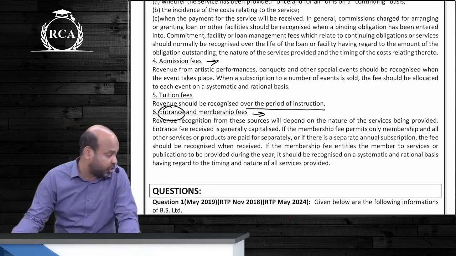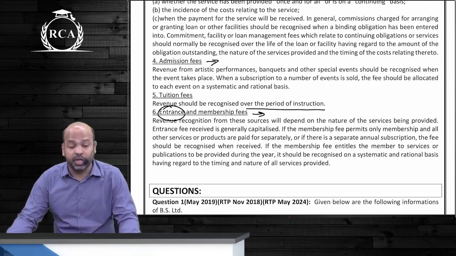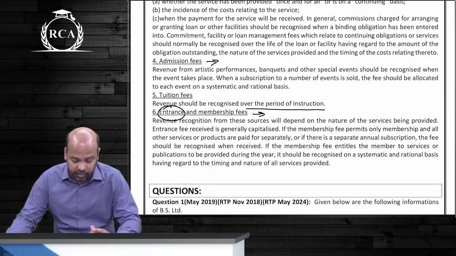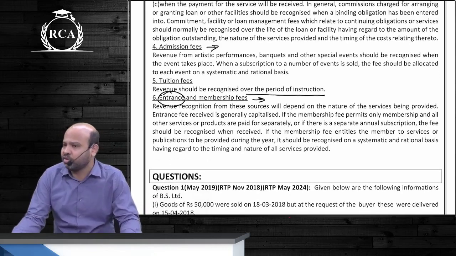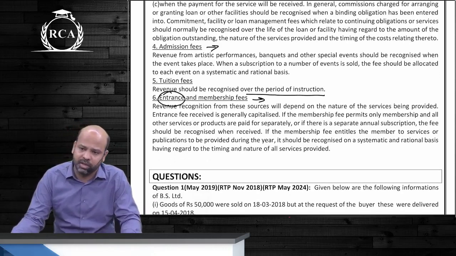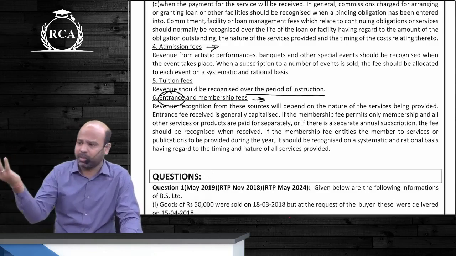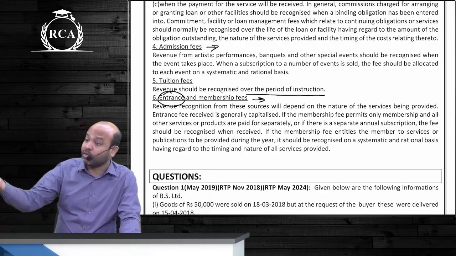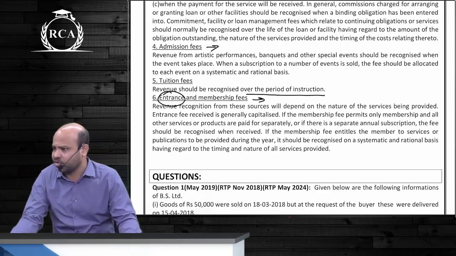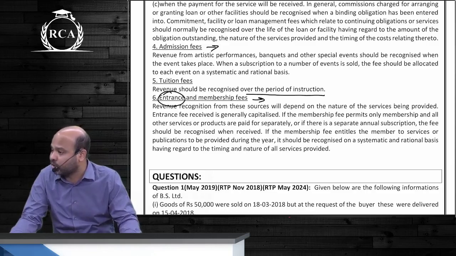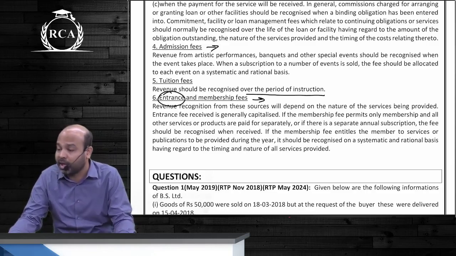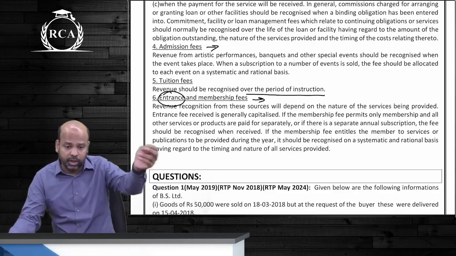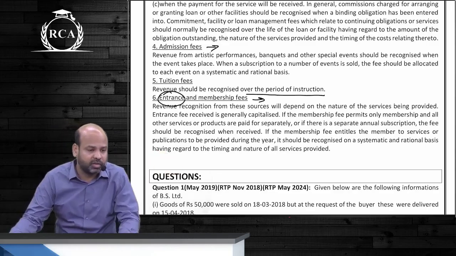Tuition fees, as said, should be booked proportionately over the entire period of service. Entrance fees as such is usually capitalized. Membership fees will be done on a proportionate basis. If it is annual membership fees, the entire amount will get transferred to your P&L account. But if it also includes advances for the subsequent periods, you should only transfer the amount that relates to the current year to P&L account. The balance amount will be transferred in the period to which it relates.